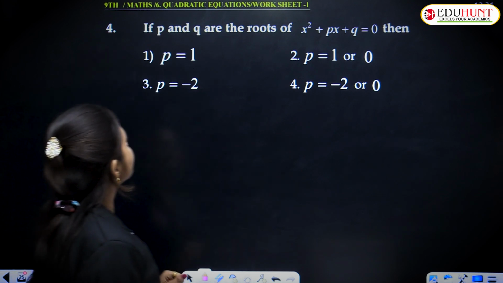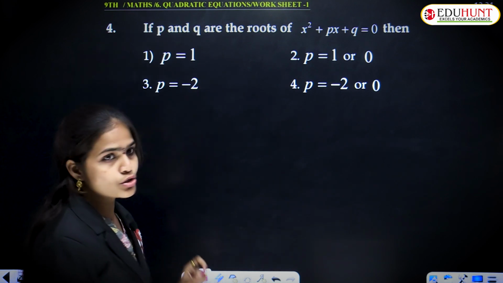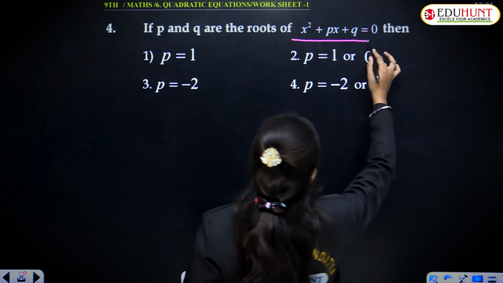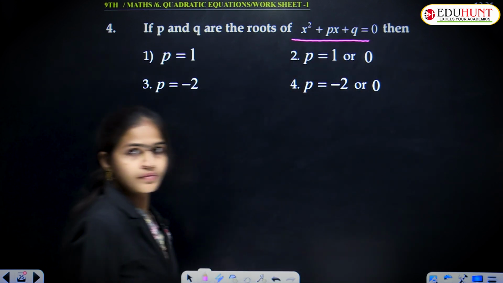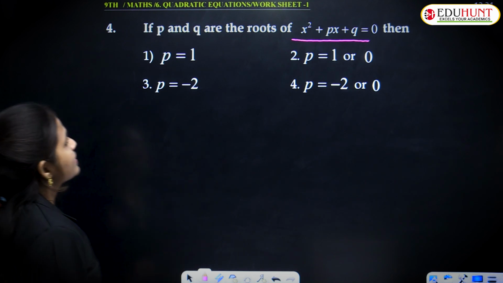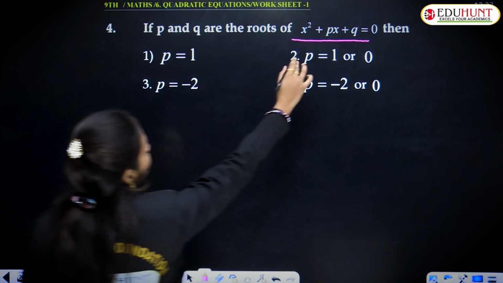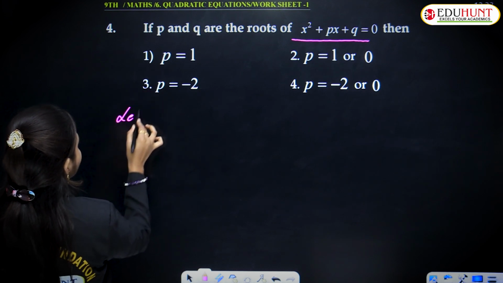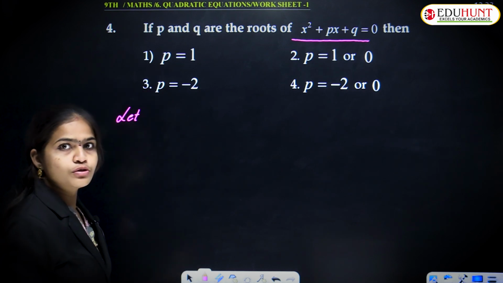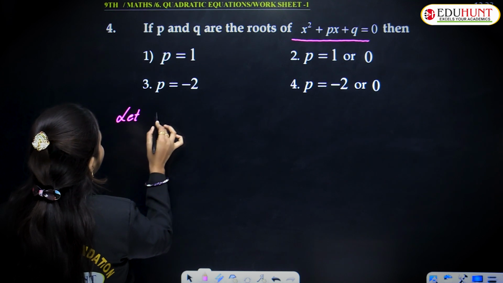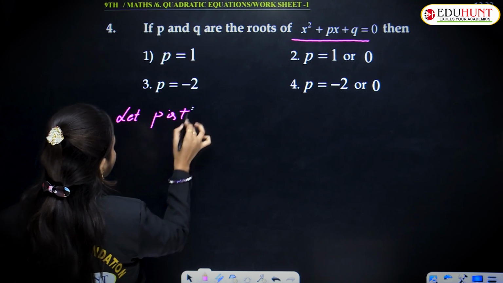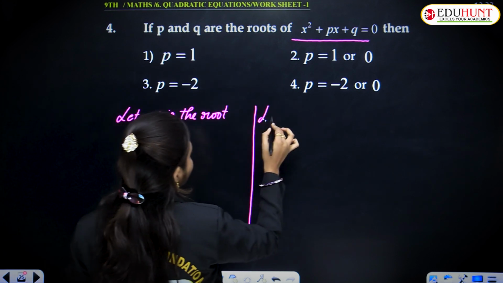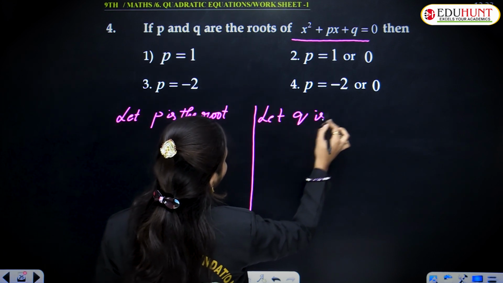Fourth one. If P and Q are the roots of x square plus px plus q is equal to 0, then the condition is... So children, see here, P and Q are the roots of x square plus px plus q is equal to 0. Here there are 2 roots, so I am going to take them. Let P be a root, and let Q be a root.